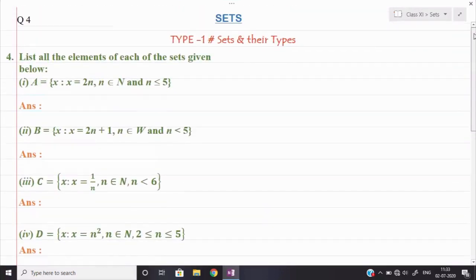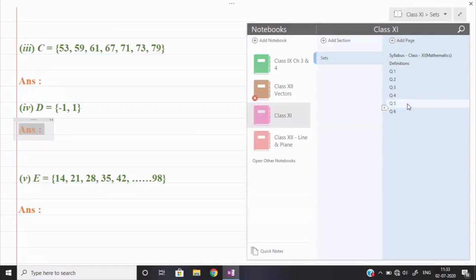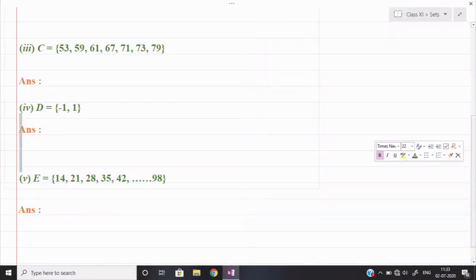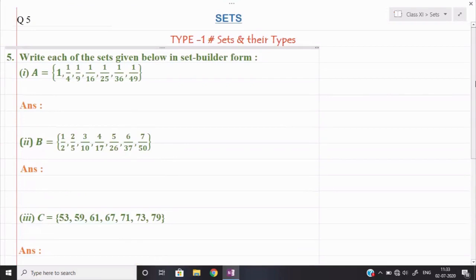Yes, the next question is given here. List all the elements of each of the sets given below. Here again we have the set builder form. In question number 5, students, you can see we have given the roster form and we have to convert it into set builder form.